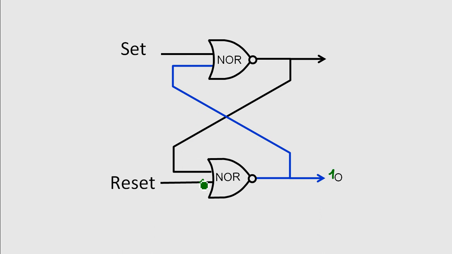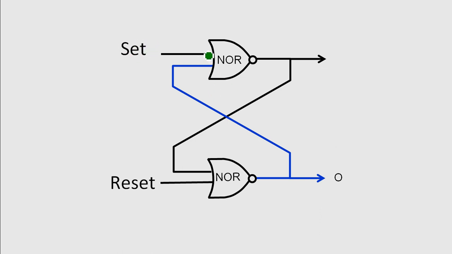If you set reset to 1, then again, the wire before the NOR becomes 1. Let's check this out. This output becomes 1, and this output becomes actually 0. Now I want to talk about the name of this output. Well, we need to remove that.